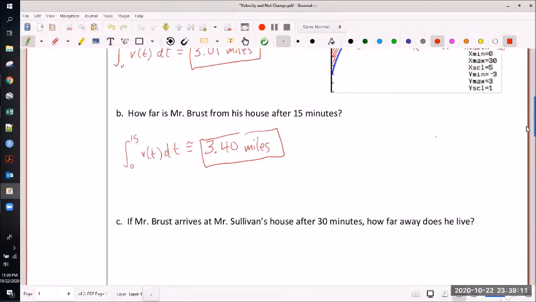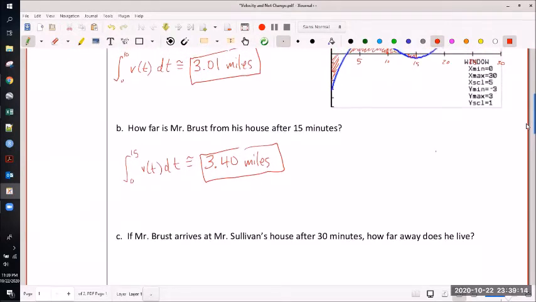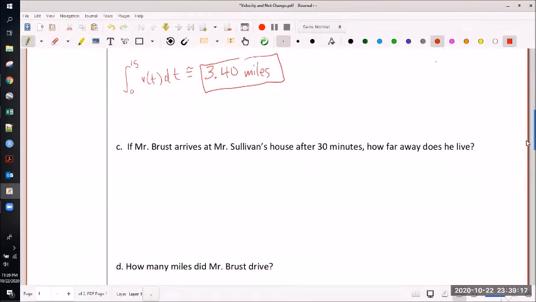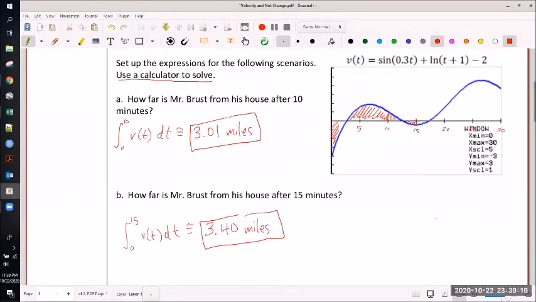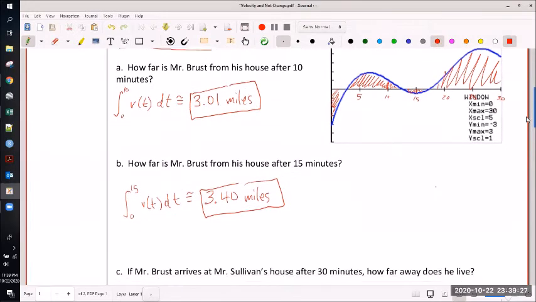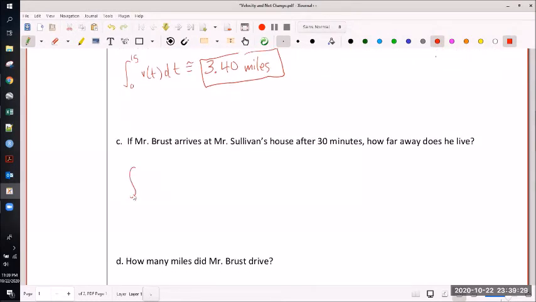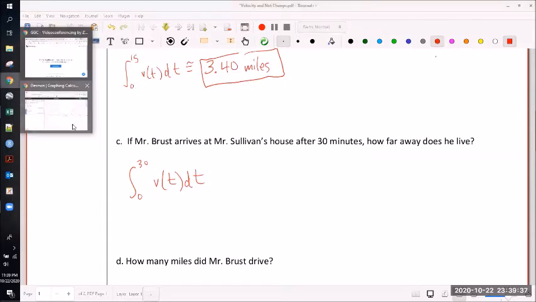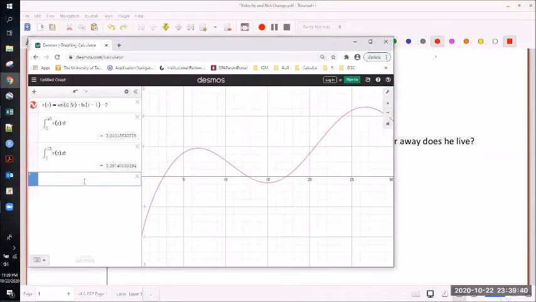Okay. And finally, if Mr. Brest arrives at Mr. Sullivan's house after 30 minutes, how far away does he live? So that means we'll just go ahead and integrate the entire area under the curve, the net area under the curve, of course, between 0 and 30. 0 to 30, v of t dt. Again, typing this into Desmos. 0 to 30, v of t dt. We get 22.82 miles.